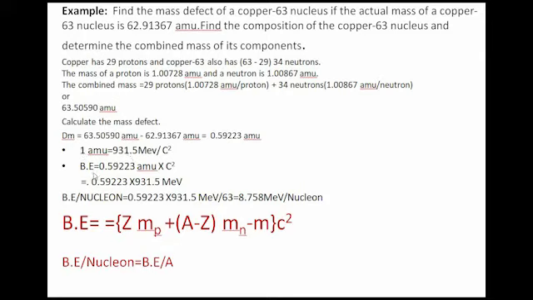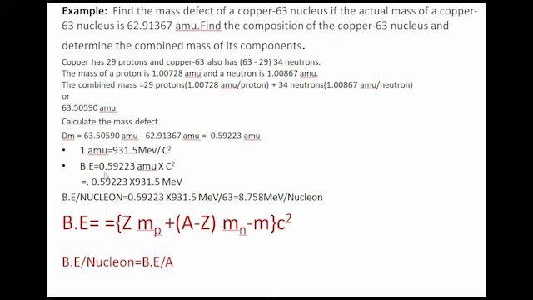So the binding energy is equal to 0.59223 AMU into c square. So you will get this as 0.59223 into 931.5 MeV. So this is the energy corresponding to 1 AMU, 931.5. So you will get this much energy.